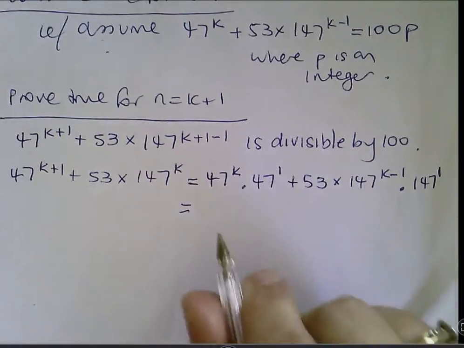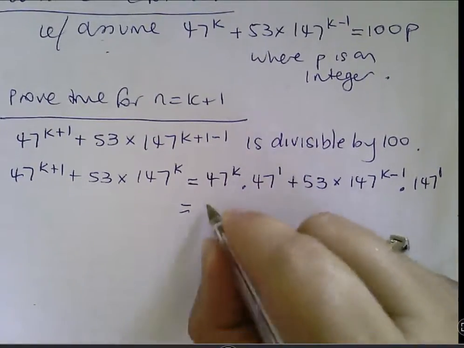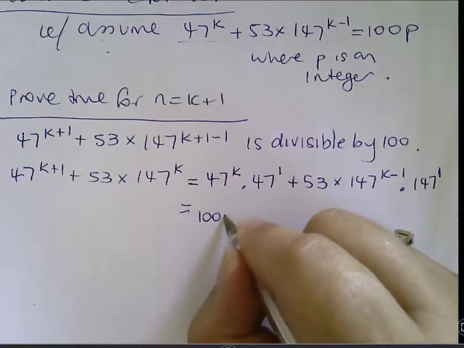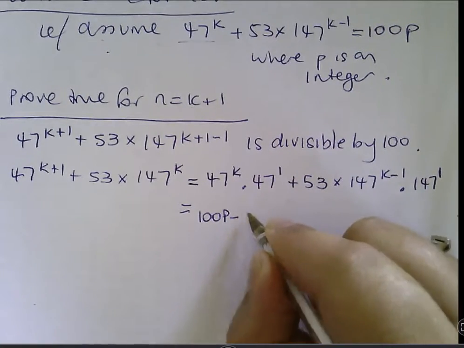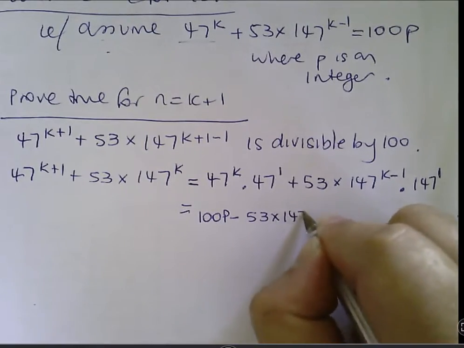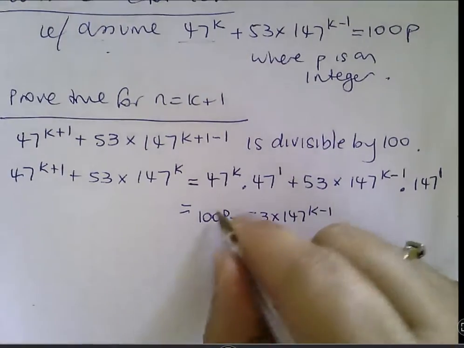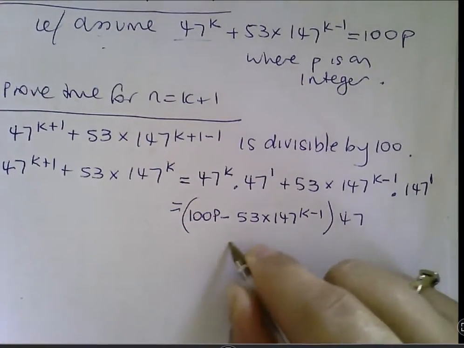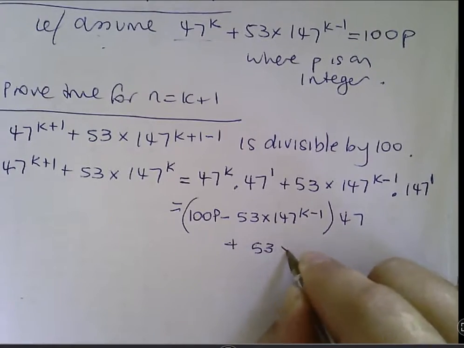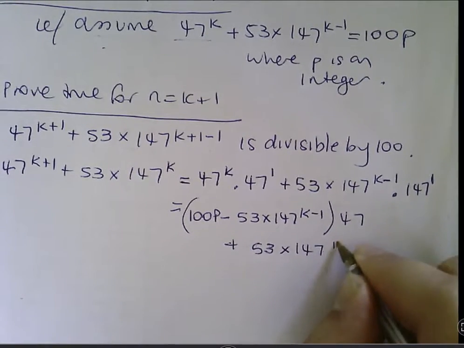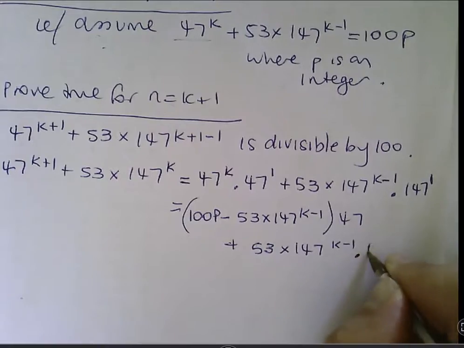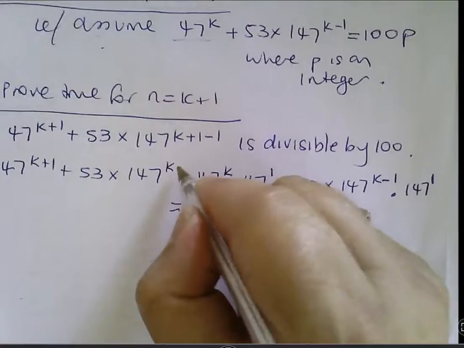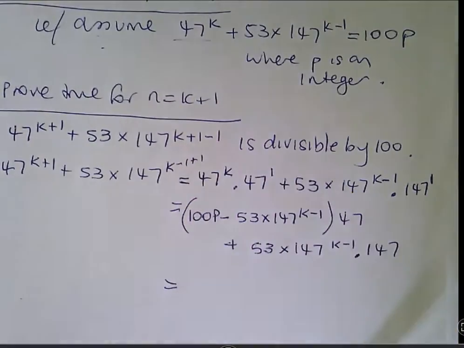So let's make our substitution for 47 to the k. 47 to the power of k, isn't that 100p minus 53 times 147 to the k minus 1? Now that's still being multiplied by 47 plus 53 times 147 to the k minus 1 times 147. So what we did here, I'll just keep this as k minus 1 plus 1.